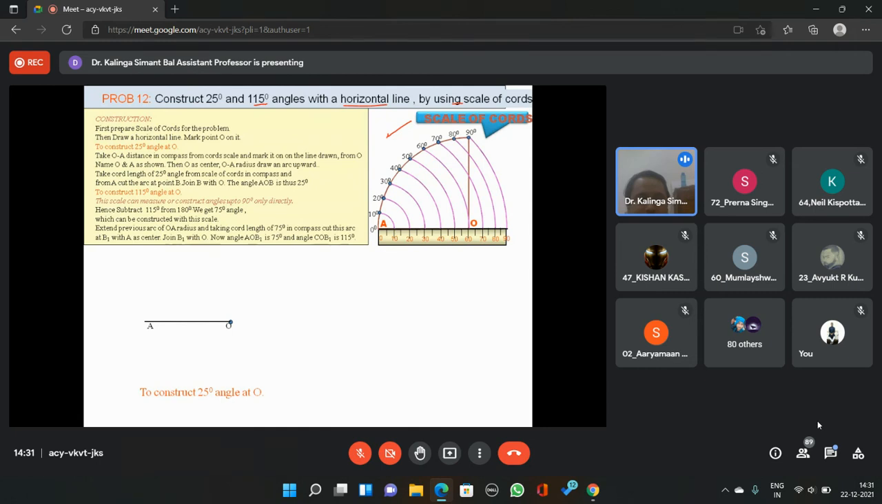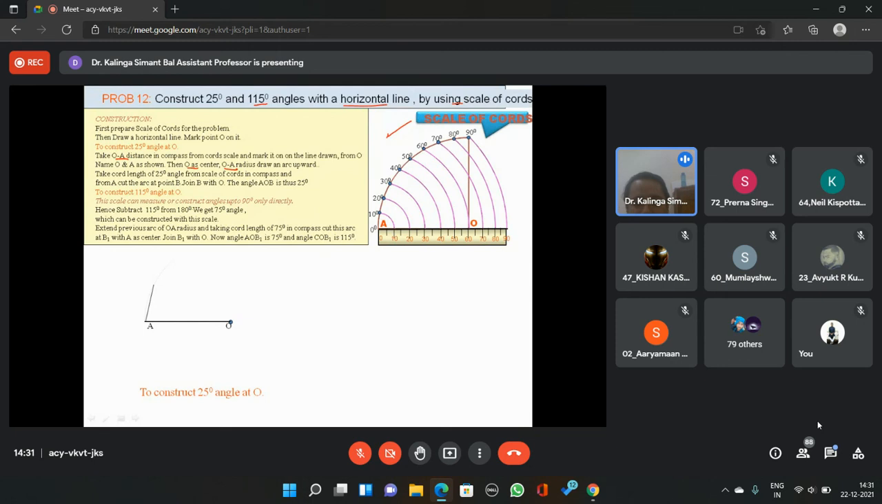So we take a line OA, draw a hemicycle, we draw an arc, cut an arc this way. Then from here we can take 25 degree and cut it from here. You can see here what is written. Take OA distance in the compass from the chord, mark it on the line, name it OA, take O as center and OA as radius, draw an arc upward, take a chord length of 25 degree. You can measure the chord length, or you can just cut it with a compass.